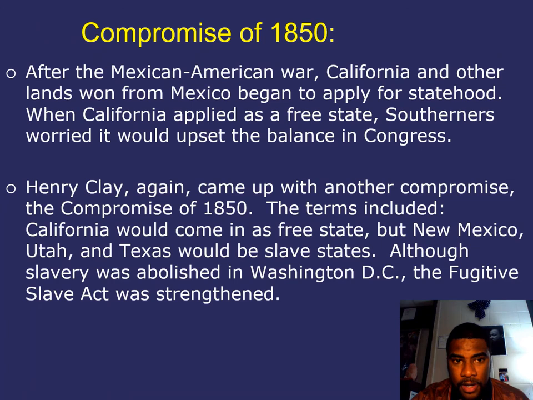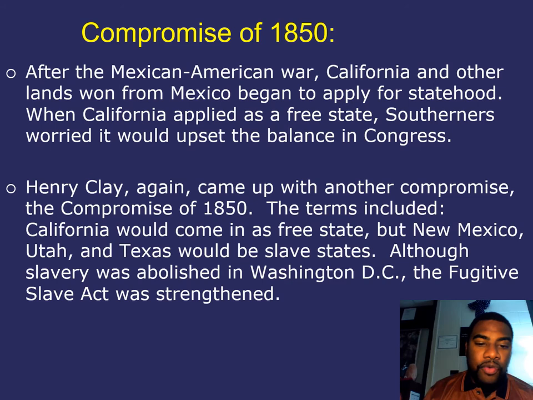All right, now the Compromise of 1850. After the Mexican-American War, California and other lands won from Mexico began to apply for statehood. California applied as a free state, and Southerners worried that it would upset the balance in Congress. So Henry Clay again came up with another compromise, the Compromise of 1850. The terms included that California would come in as a free state, but New Mexico, Utah, and Texas would be slave states. Although slavery was abolished in Washington, D.C., the Fugitive Slave Act was strengthened.